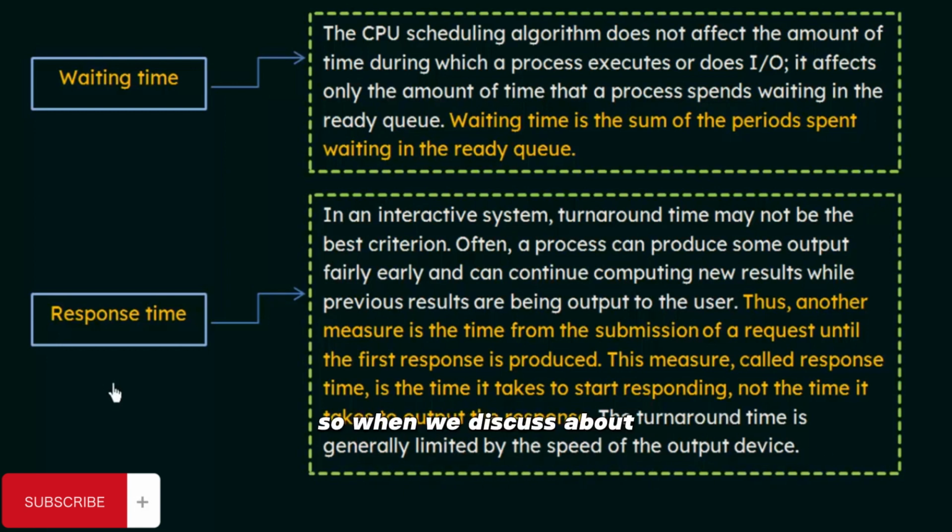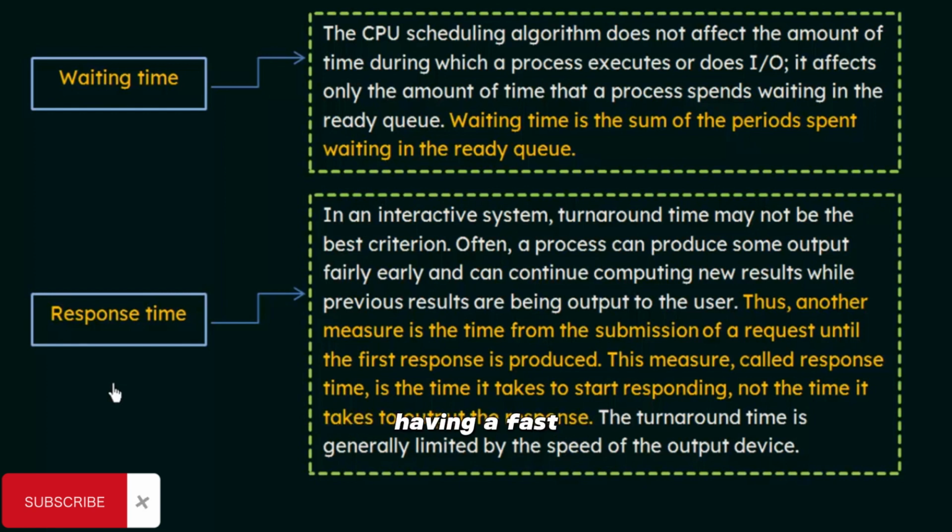So when we discuss turnaround time, we saw that turnaround time is the time that the process takes to complete. That means from the time it enters the ready queue until it is fully completed. So it includes the time it spends waiting in the ready queue, waiting to do I/O, and all those things. If you have a very powerful and interactive system, then turnaround time may not be the best criterion to use in order to judge a particular algorithm.